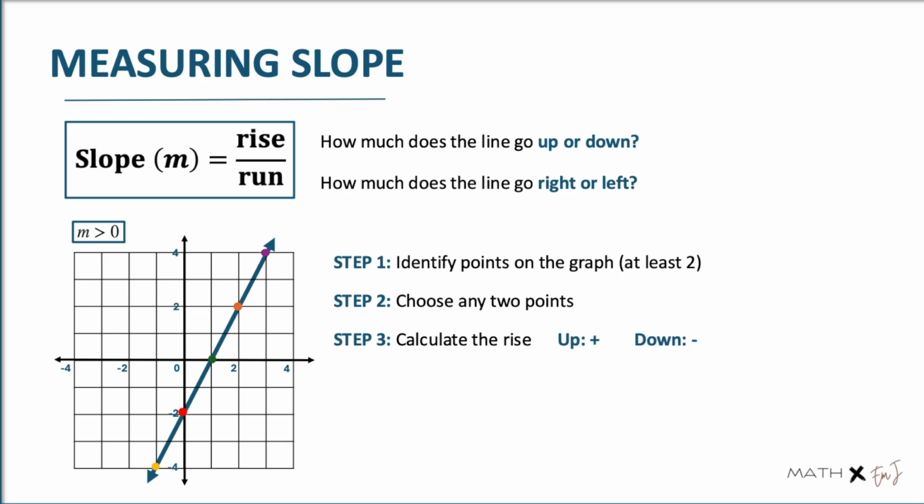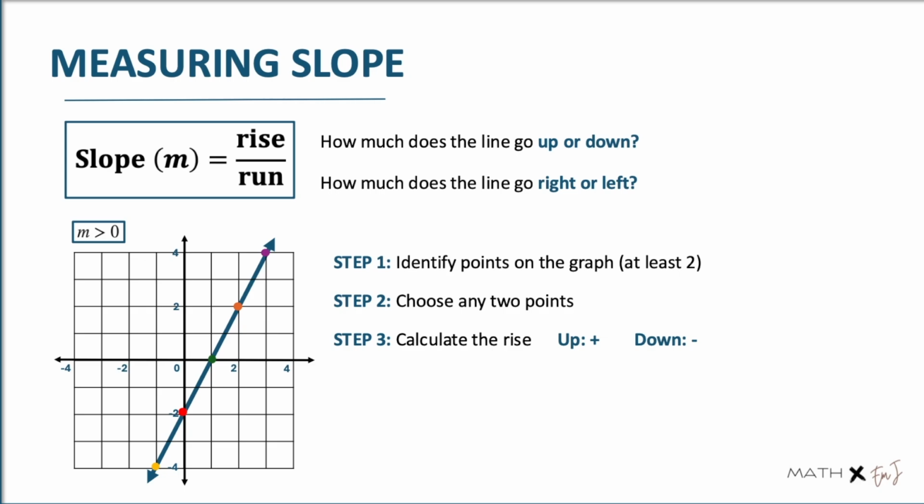Okay, so the first thing that we want to do is calculate the rise. So remember, rise is how much the line goes up or down. And you'll notice on the side I've put up positive and down negative. So if we look at our graph here, if you start at the bottom and you work your way up the y-axis, you'll notice that the numbers get positive. So this is why I've put up positive. And if we go down, you'll notice that the numbers are getting negative.